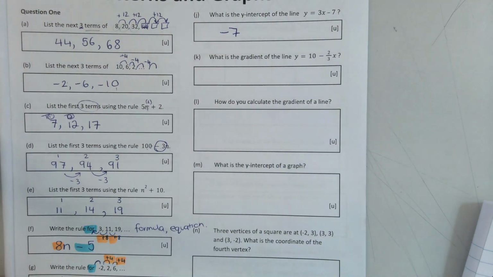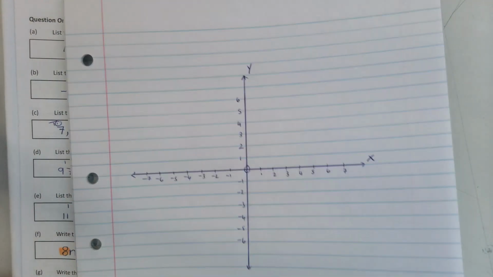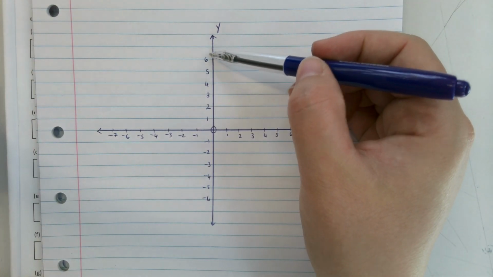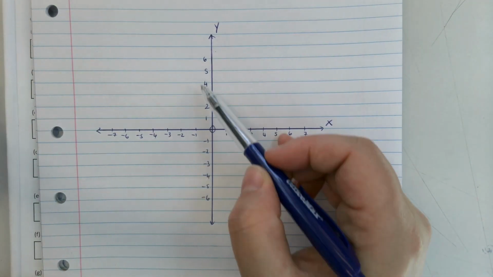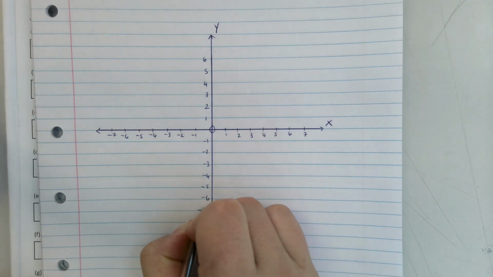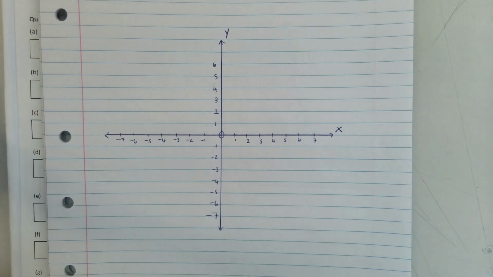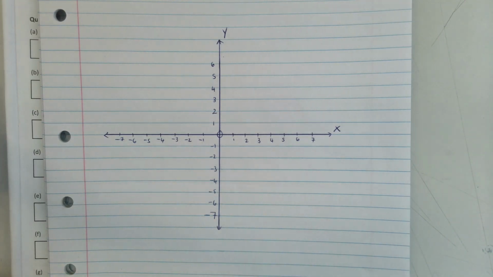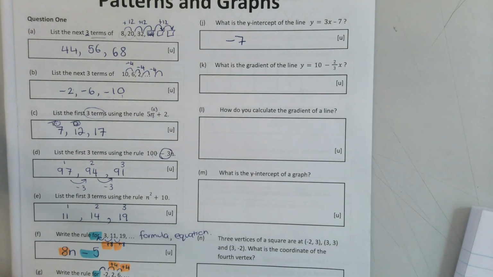And if you're not sure what the y-intercept looks like on a graph, it is wherever the line cuts through here. So if it was at minus 7, it means the graph would have cut through this line over here somewhere, either going this way or this way, we don't know. But it would have cut through this line over here. That's what the y-intercept is.